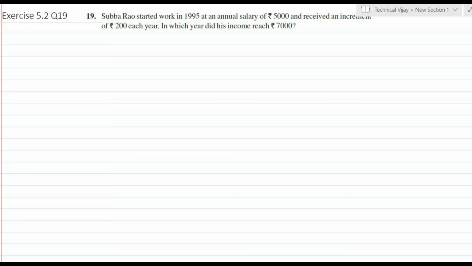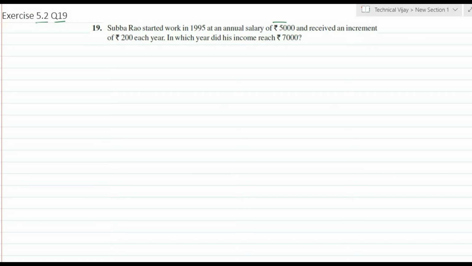So exercise 5.2, in that question number 19. Subbarao started work in 1995 at an annual salary of rupees 5,000 and received an increment of 200 rupees each year. So in which year did his income reach 7,000?